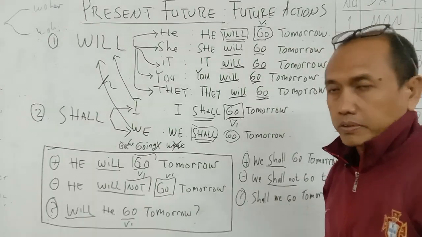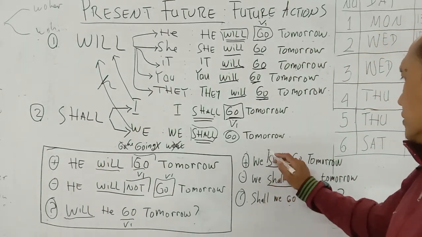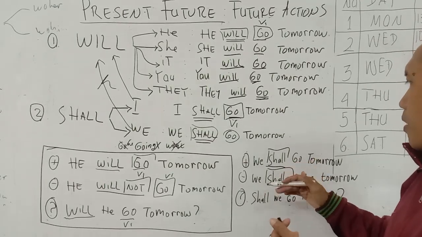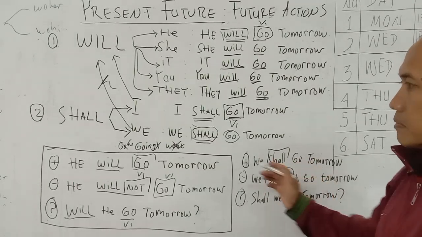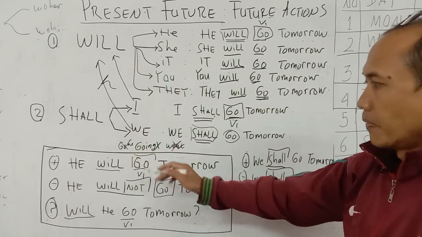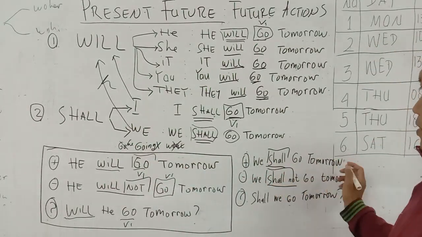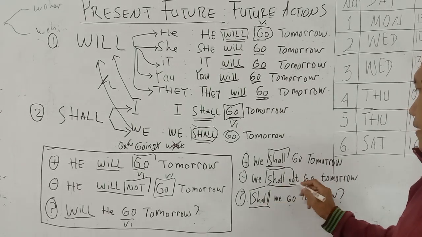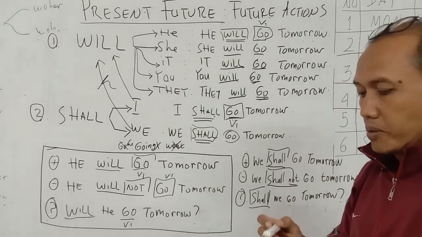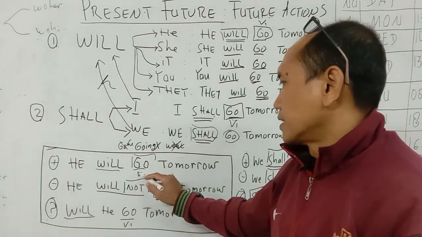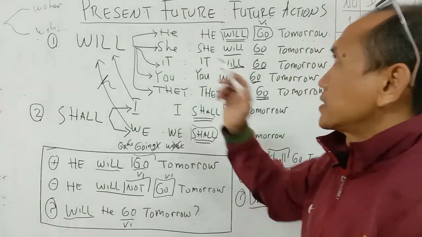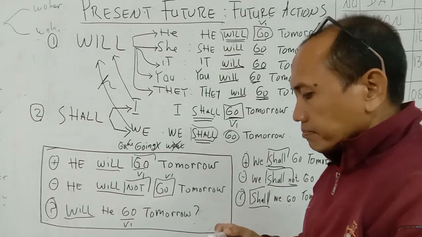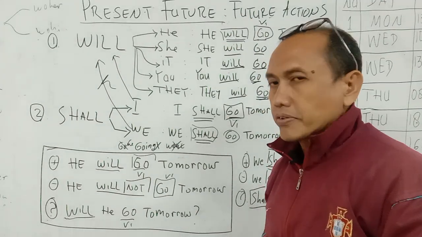He will go tomorrow. And for shall, we shall, I shall, the form of the sentence is similar to what you do for will. Okay, we shall go, we shall not go, shall we go? You put shall for interrogative and you just put not after shall. But again, we must remember after will is verb 1. That's it for present future. It is also easy. You just review what you have got at senior high school.